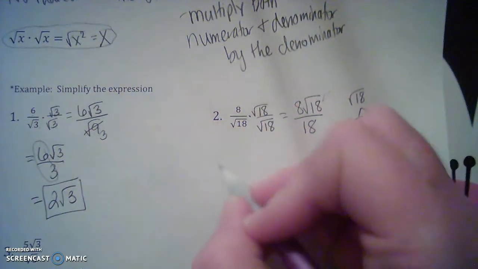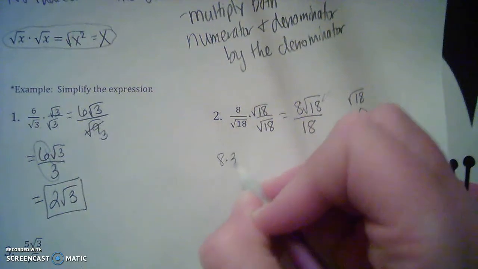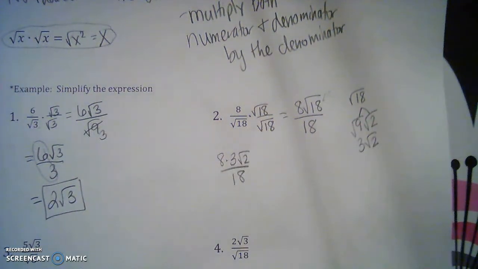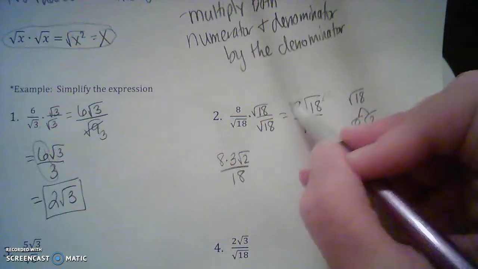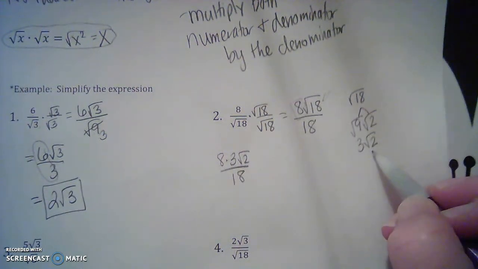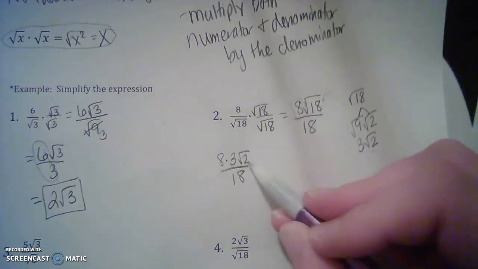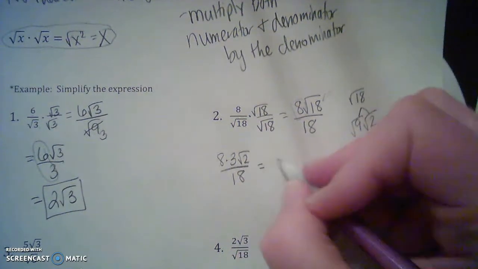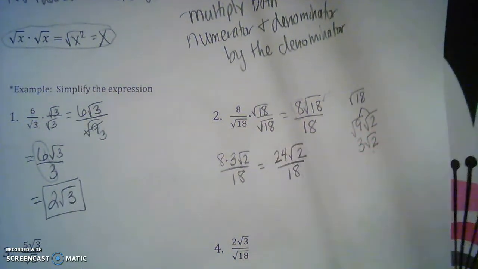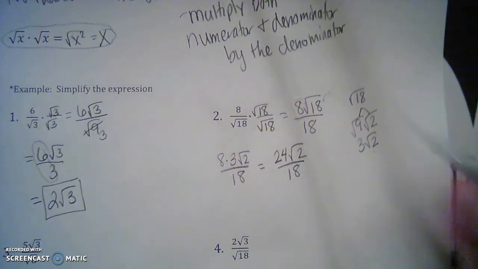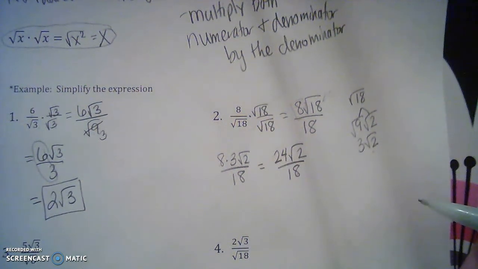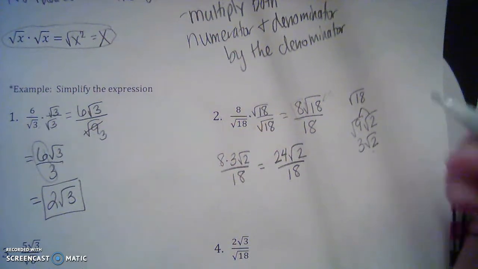So my numerator is actually 8 times 3 square root of 2 all over 18. Okay, so this 8 still stays out in front, and then square root of 18 simplifies into 3 square root of 2 over 18. So 8 times 3 is 24, square root of 2 over 18. Then we need to say what goes into both 24 and 18. That would be a 6.